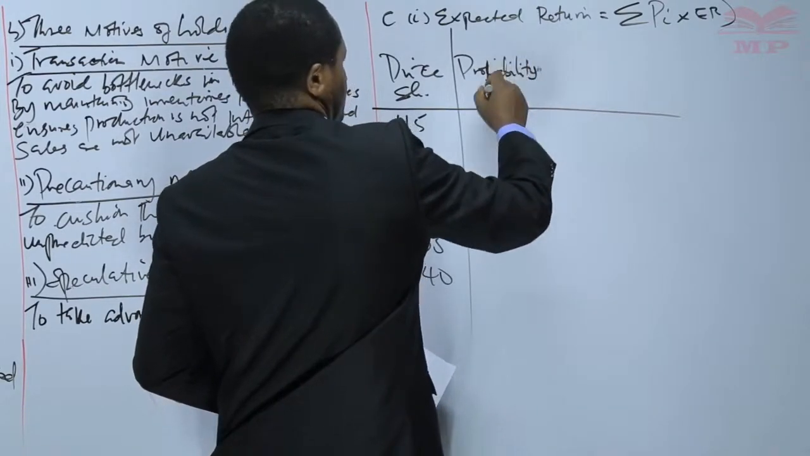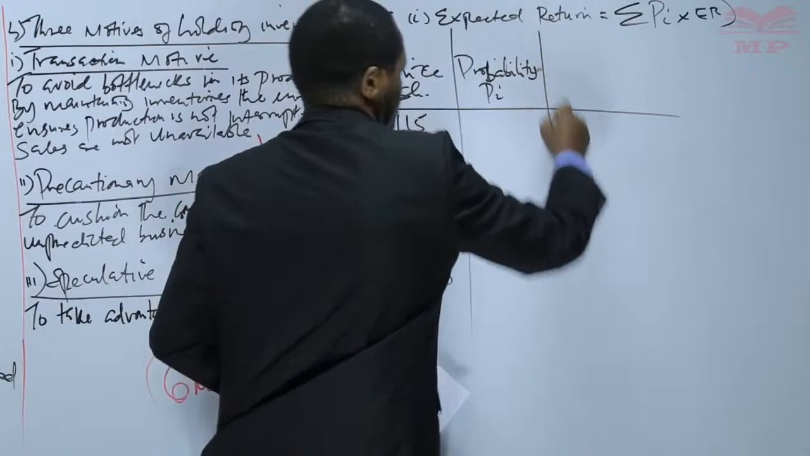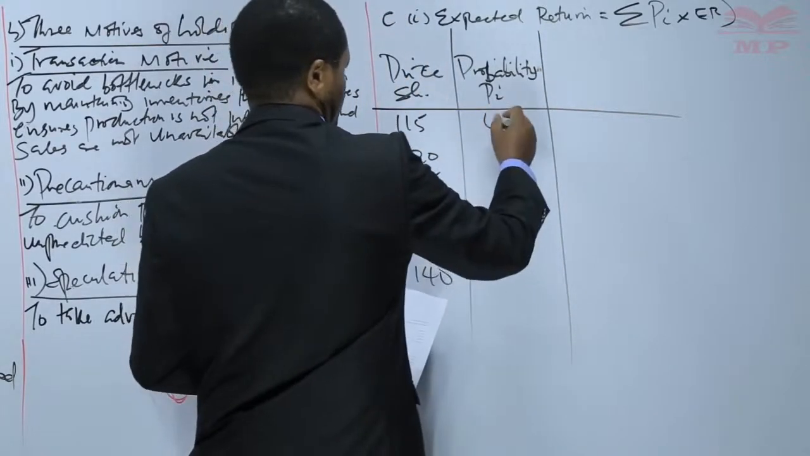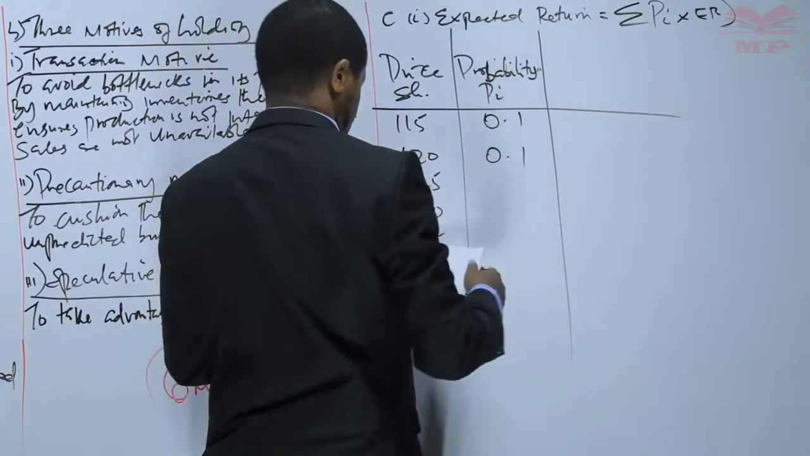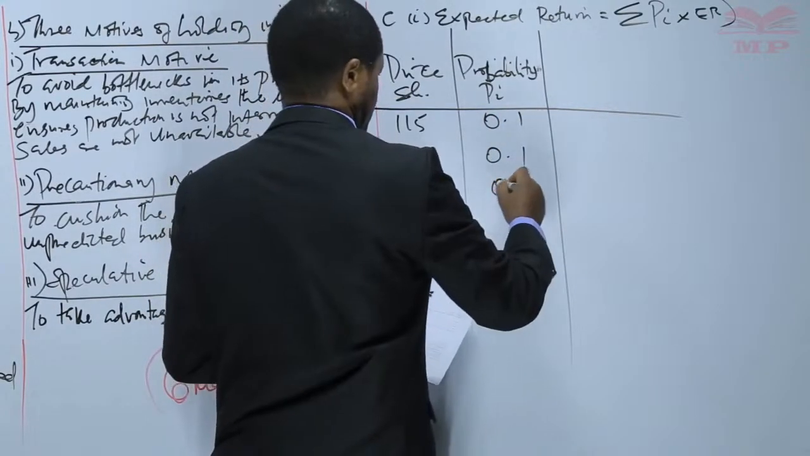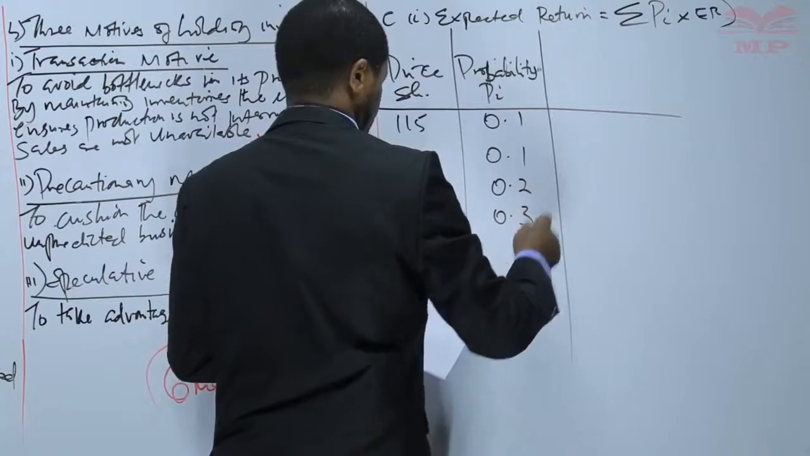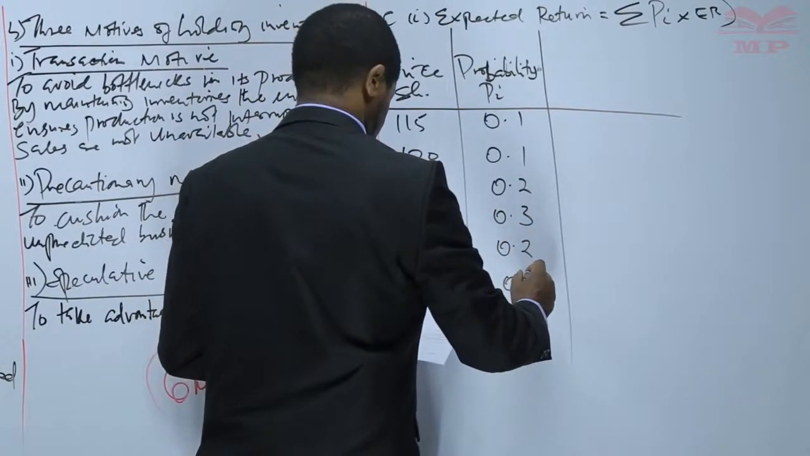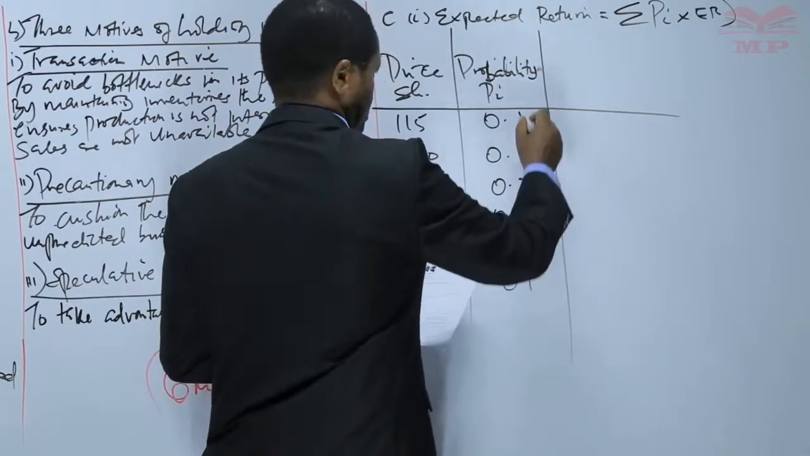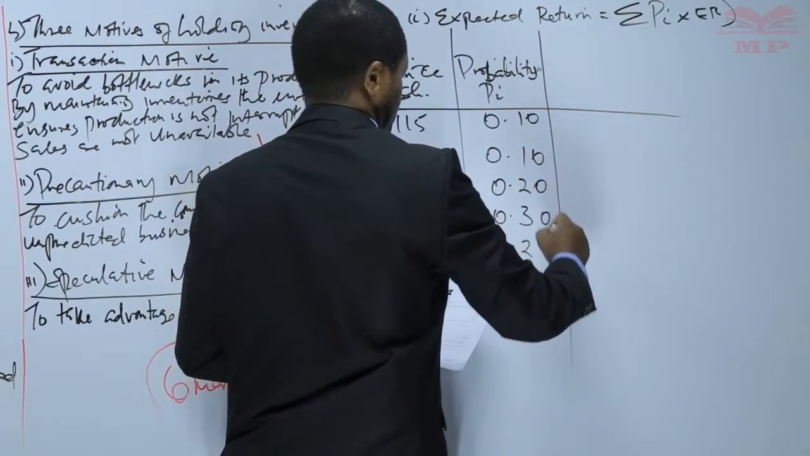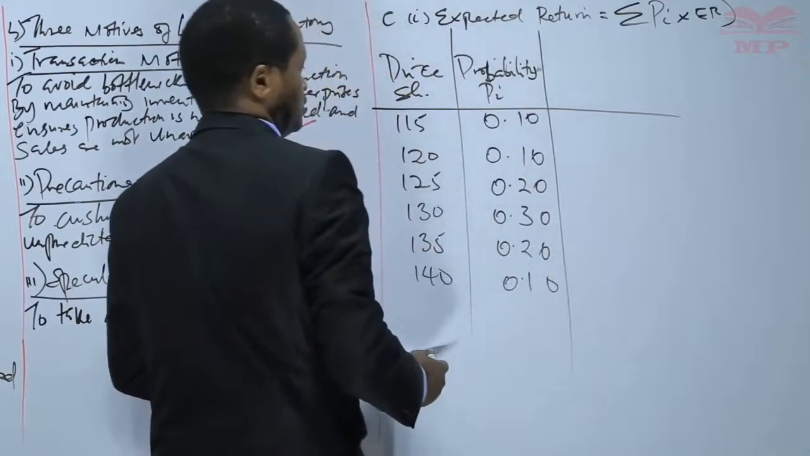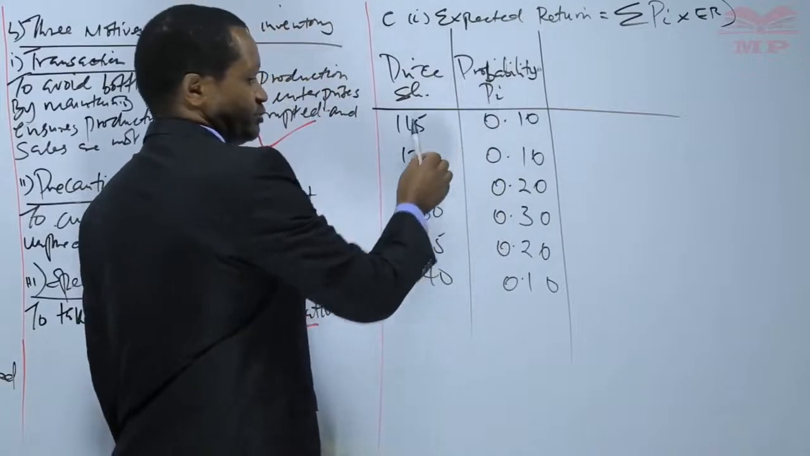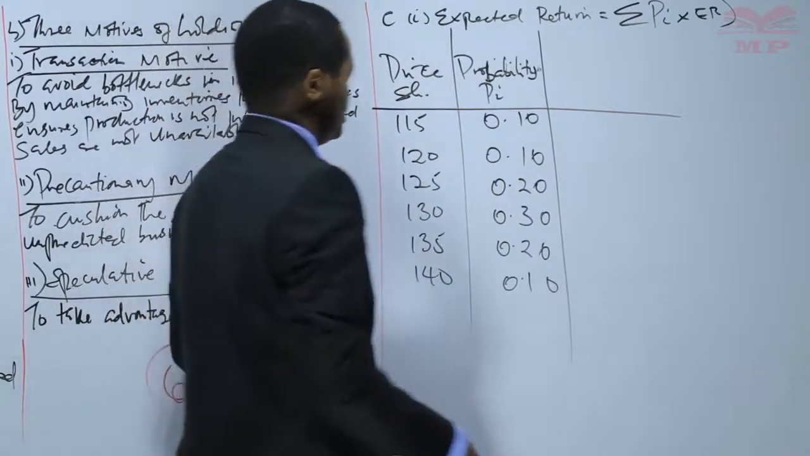Then I'll have the probability, PI. The probabilities are given in the question: 0.1, 0.1, 0.2, 0.3, 0.2, 0.1. So we will multiply the probabilities with respective prices.